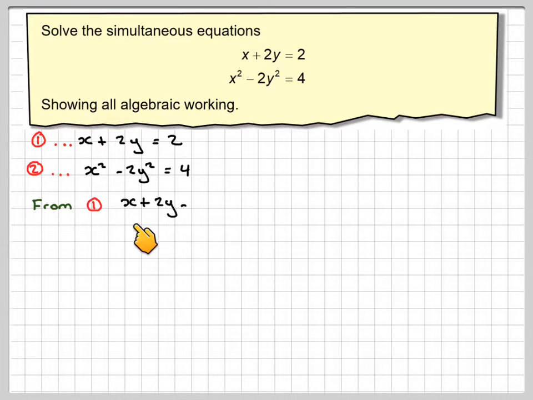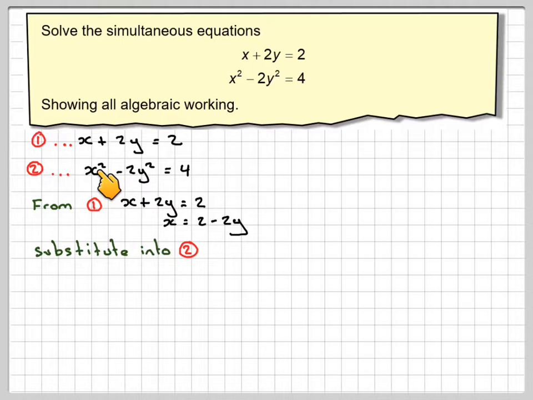From 1, x plus 2y is equal to 2. If we make x the subject, we're going to get that x is 2 minus 2y. And what we're going to do now is substitute that into equation 2 instead of x. So it's going to become in brackets 2 minus 2y all squared minus 2y squared is equal to 4.